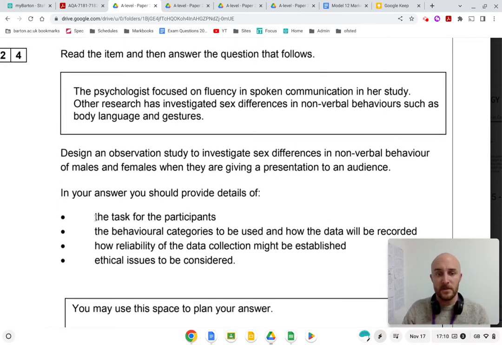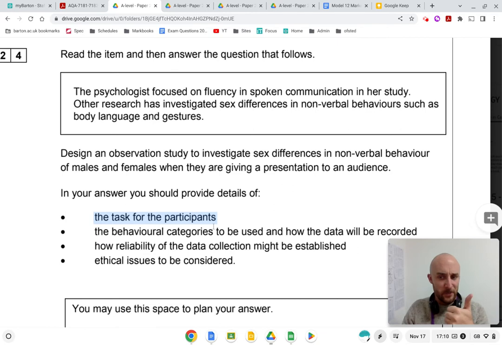So, for example, for the task for the participants, how many observers? Where do they sit? Where are they doing the task? If they're doing a presentation, how many people are they doing a presentation to? Like I say, how many observers are in the audience? And so there's no justification.